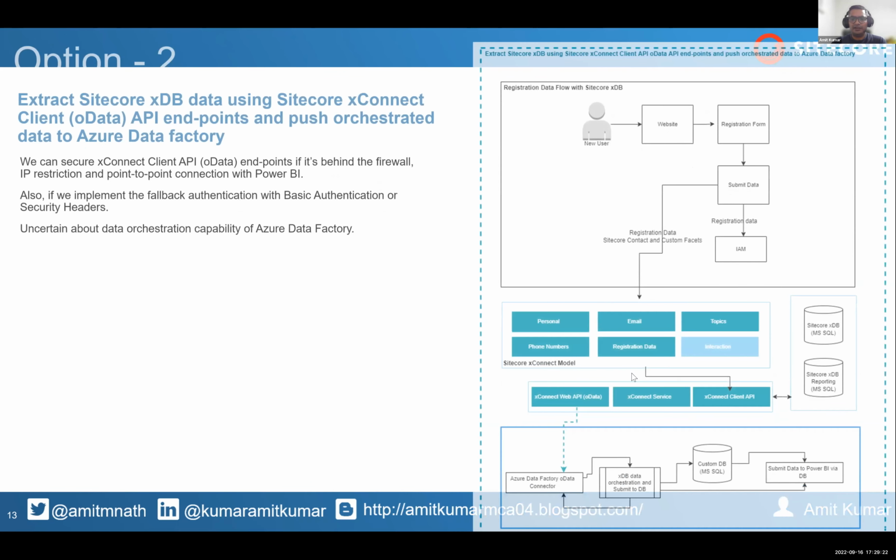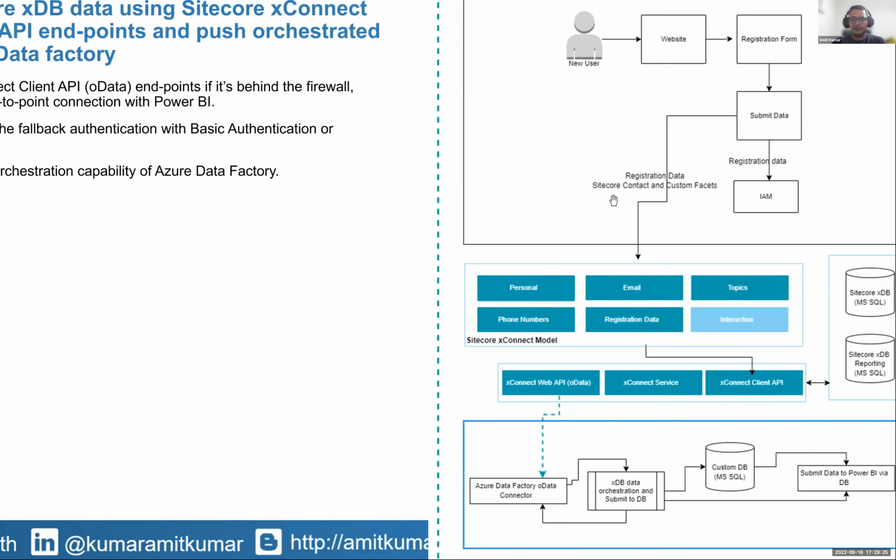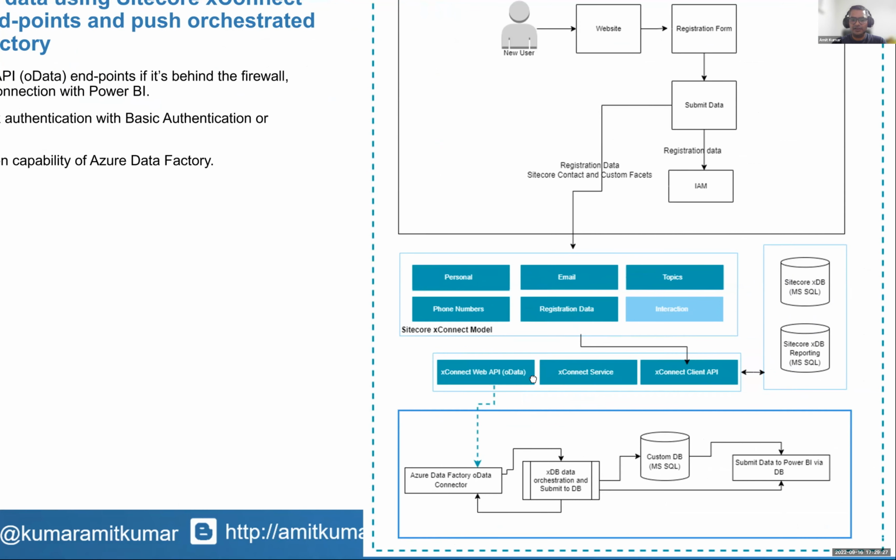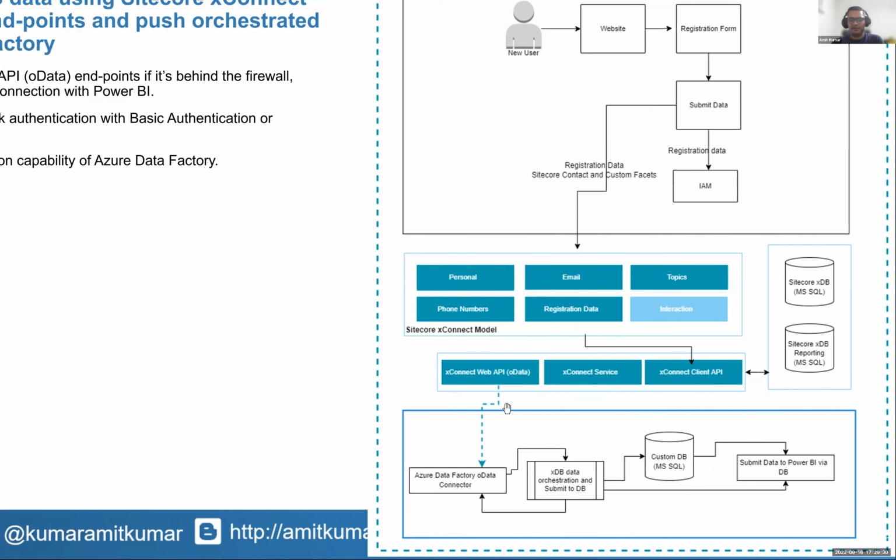Coming to the second option, where the first flow of capturing the data is the same, but the way of fetching will change. You will use the xConnect API, which is an OData endpoint outside of Sitecore, right? You will use the Azure Data Factory connector and fetch the data. This also you can synchronize at any given point of time. You need to sync the data, and there you also need to do some sort of data manipulation in the Data Factory. Then you can push to any custom DB storage, or you can directly push to Power BI.